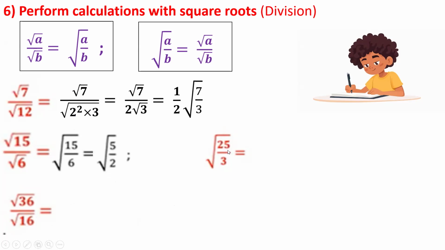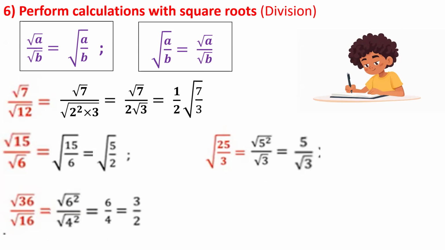Now we have radical 36 over radical 16. Radical 36 can be written as a perfect square, 6 squared, and radical 16 can be written as 4 squared. Now, in the numerator, the square cancels the radical and it comes out as 6. The denominator also comes out as 4. We can simplify 6 over 4 and write it as 3 over 2.